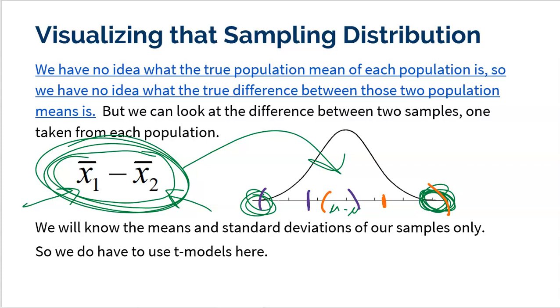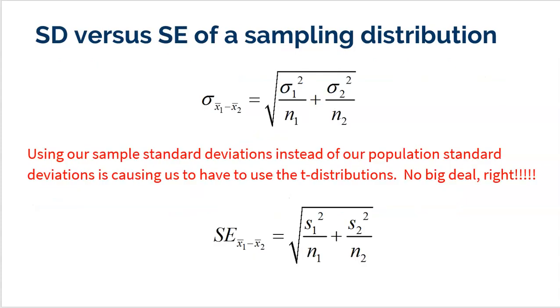So what we have to do moving forward is think about how we could build this interval. Now, the only things I know are the means and the standard deviations of my samples. So we are going to have to use the t model here. I can't use standard deviation because, remember, I don't know the population standard deviations. The only thing I do know is the standard deviation from my first sample and the standard deviation from my second sample. So I'm going to have to use standard error here, which is the same formula. All I'm doing is replacing the population standard deviations with my sample standard deviations. And all this means is that the sampling distribution I'm trying to envision is going to follow the t model.